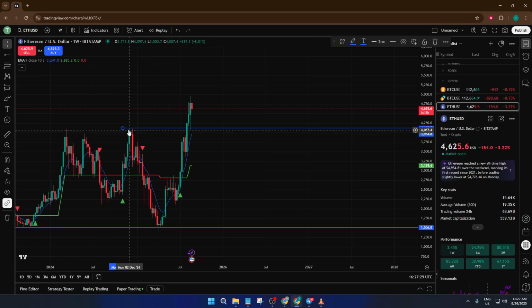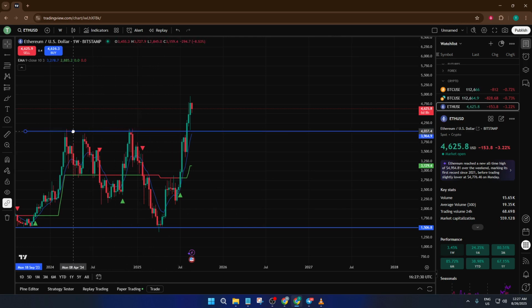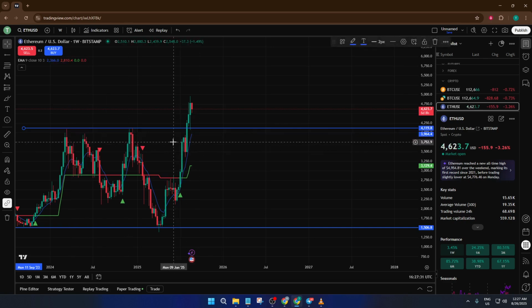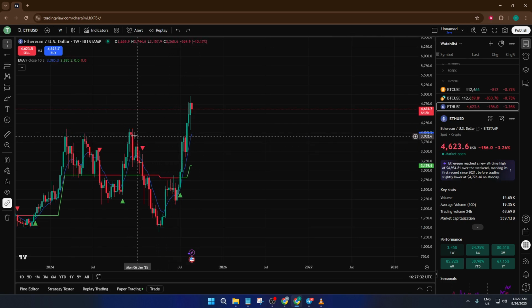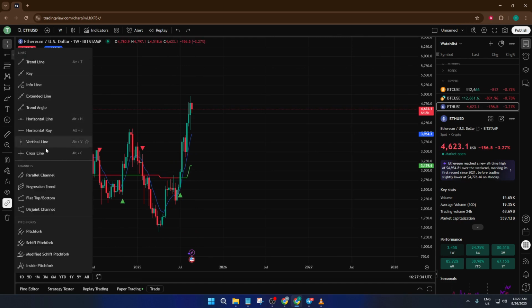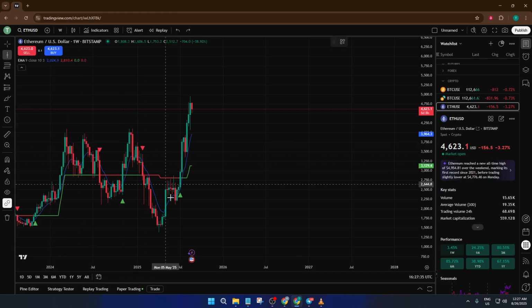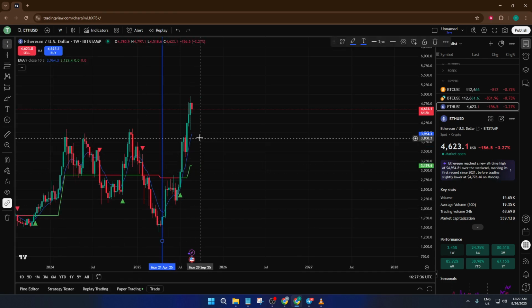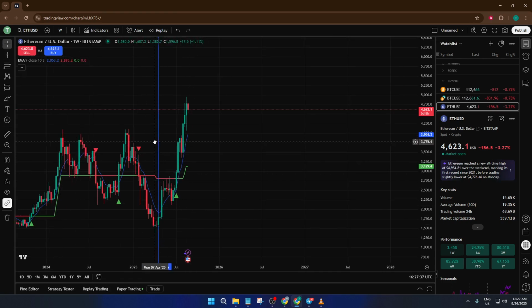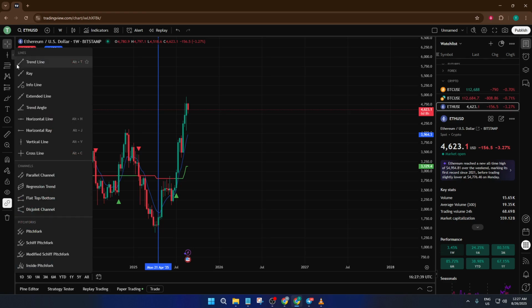Let's not forget the vertical line. Click anywhere along the time axis to instantly mark a specific date, great for highlighting earnings days, news events, or wherever you want to remember something happened on your chart. Lastly, there's the cross line. This one lets you quickly see both a price and a time level at the exact point you click, almost like dropping a pin to say, this moment right here matters.